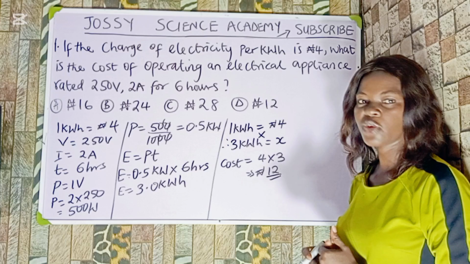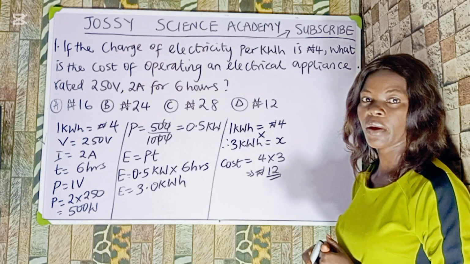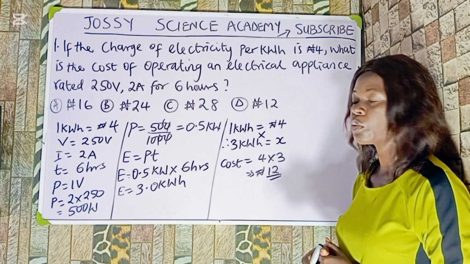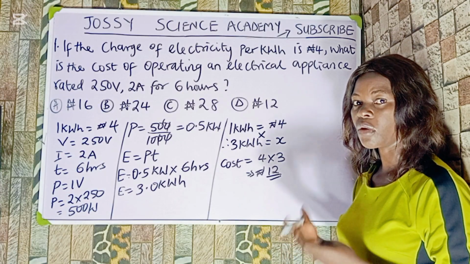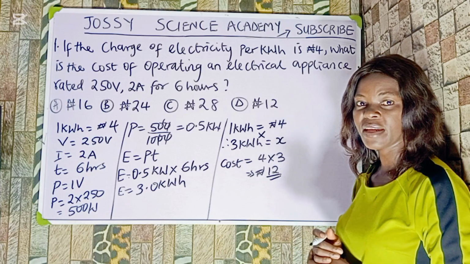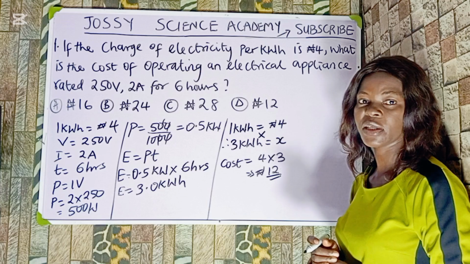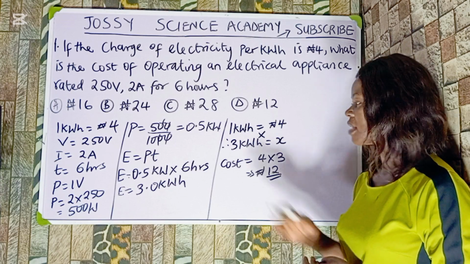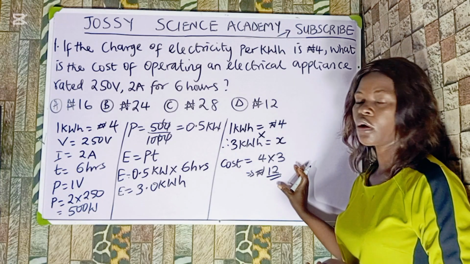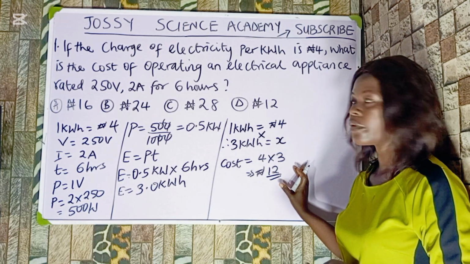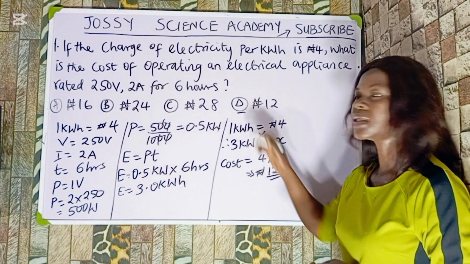Now, in a nutshell, what am I trying to say? If you are asked to calculate the cost of operating an appliance and you don't have power, you're going to get power first. But in some questions where you are given the power already, you don't need to solve for the power. You just convert it to kilowatts by dividing by 1000. Then you multiply by the time, because energy is power multiplied by time. Then you equate it with the cost given in the question, and the answer becomes 12 naira. So the correct option to this question is option D.